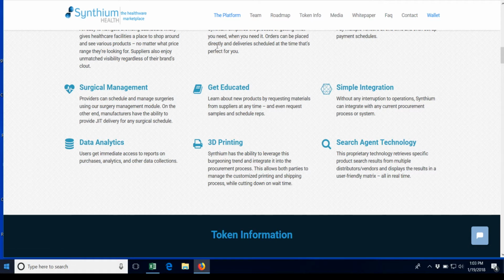You can go in here and they can find suppliers that they may not have known about. There's bidding so that they can get the best possible price. It really works out for everyone.